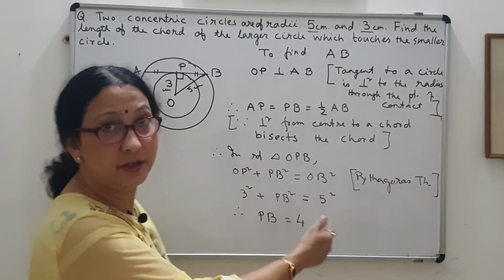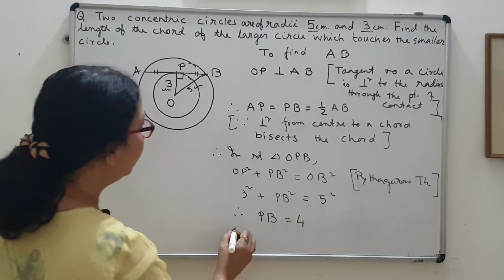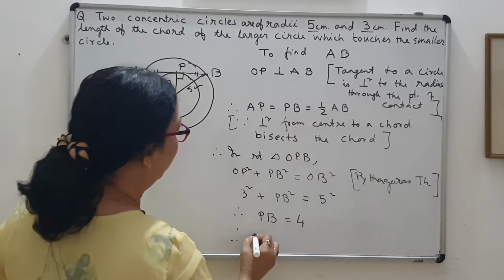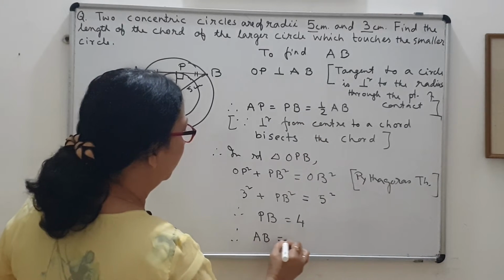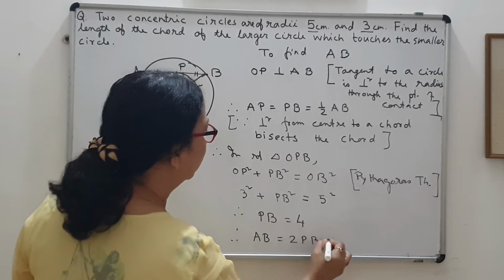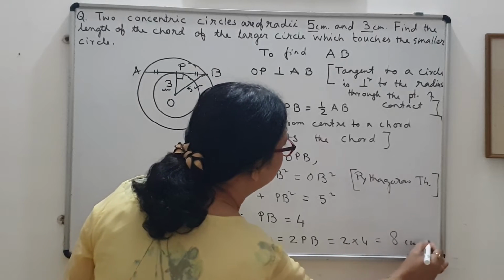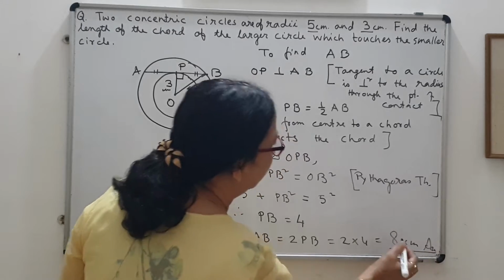I have not shown you the intermediate steps. Therefore, I have to find AB. So what is AB? AB is twice of PB. Therefore, AB is equal to twice of PB, that is 2 into 4, that is 8 centimeter. That is the answer, 8 centimeter.